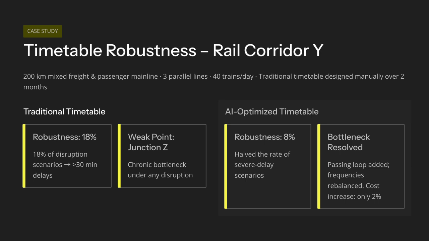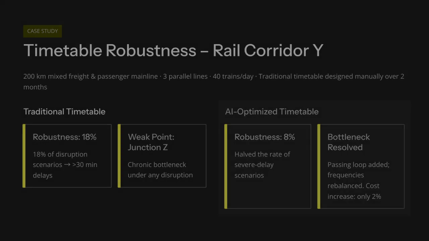That's when you would have discovered the fragility. With this process, it was found during design, fixed before a single train ran, before it cost anyone anything. That's not a marginal improvement. That's a fundamentally different relationship between planning and risk.